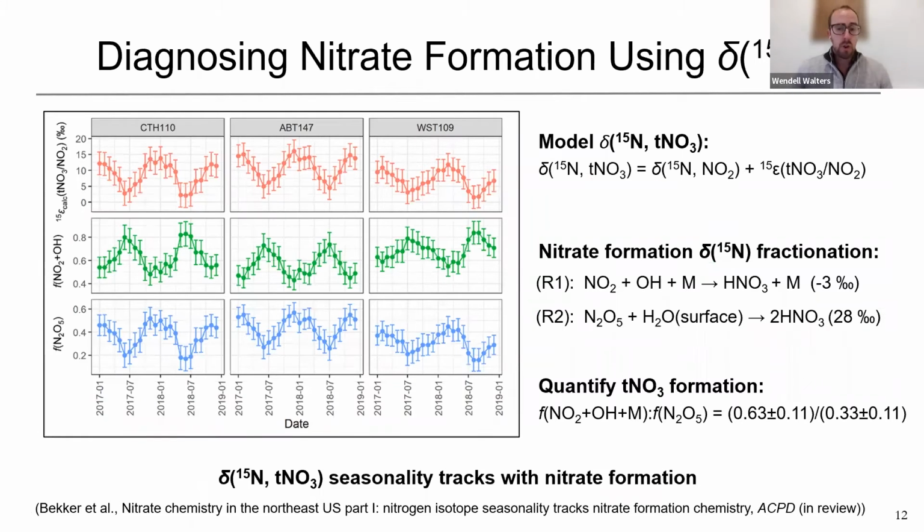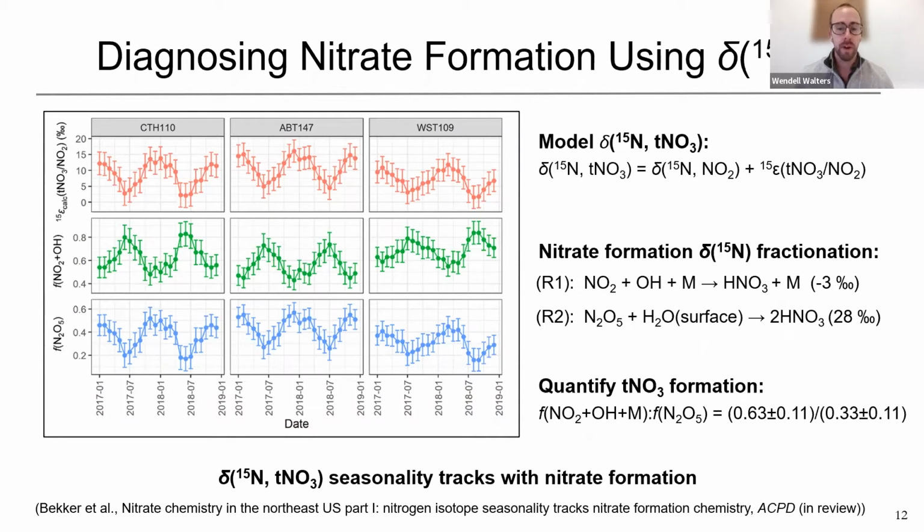So next, we considered the role of fractionation associated with nitrate formation. We have modeled the delta 15N of nitrate, assuming that it is equal to the delta 15N of our calculated and modeled NO2 plus the isotope effect associated with nitrate formation. So for the polluted mid-latitudes, nitrate formation is really dominated by two production pathways that include the homogeneous NO2 plus hydroxyl radical reaction that has a predicted isotope effect of about -3 per mil, and the N2O5 hydrolysis on aerosol surfaces with a predicted isotope effect near 28 per mil.